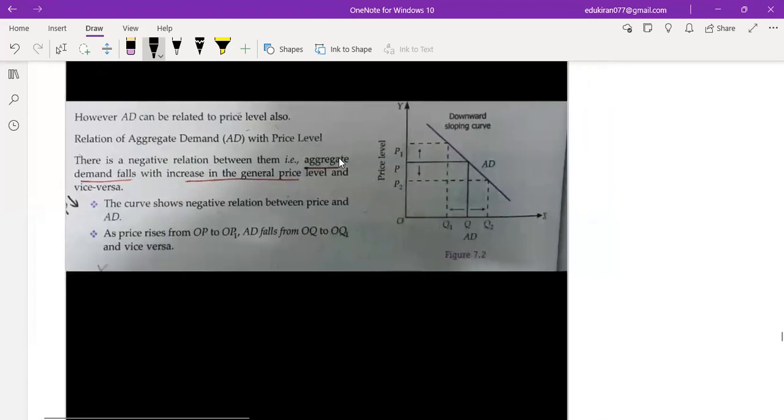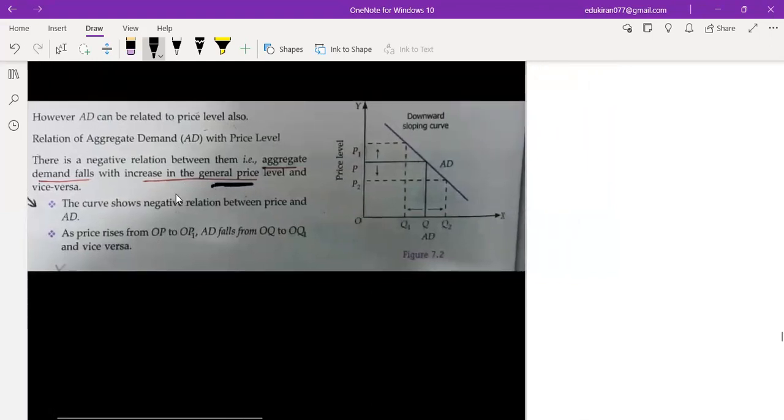Now, what is the relationship between aggregate demand and price level? There is a negative relationship between aggregate demand and the increase of the general price level, and vice versa. The curve shows a negative relationship. As the price increases, demand comes down. So if price increases, demand will fall.